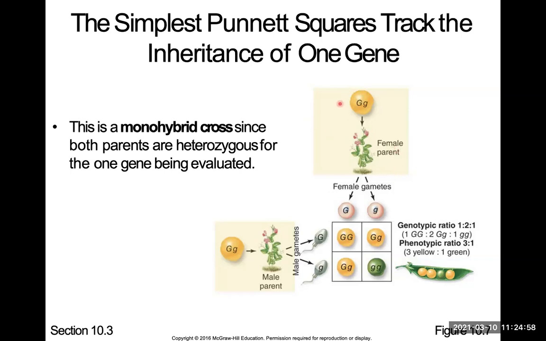So this is called a monohybrid cross. Your next quiz is monohybrid cross. Since both parents are heterozygous for 1 gene, that's the gene being evaluated. Monohybrid, 1 gene. Dihybrid, 2 genes. So if we were doing dihybrid, we'd be looking at more than the color, maybe the height, like I said.